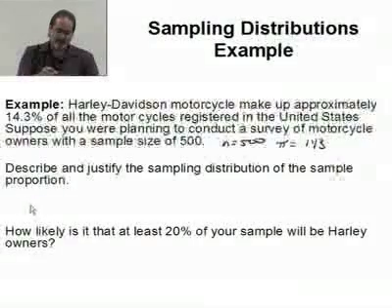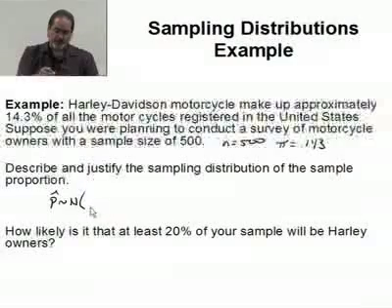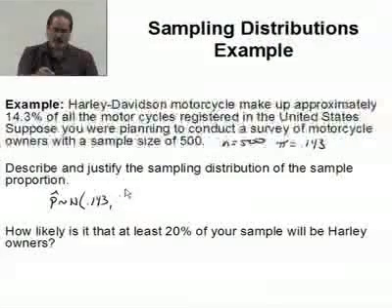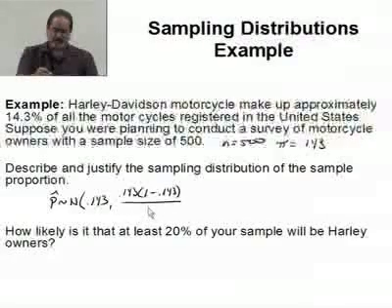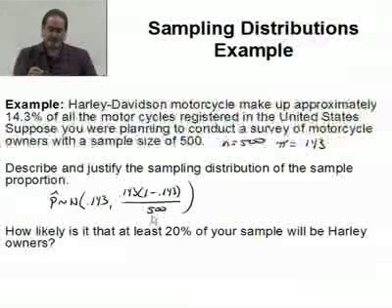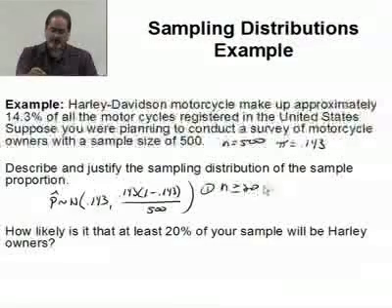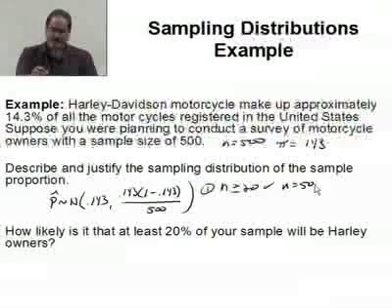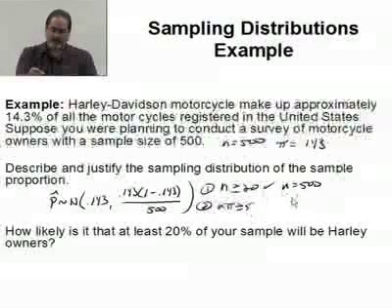Well, it looks like p hat is going to be normal with a mean of 0.143. That's pi. And a variance of pi, 0.143, times 1 minus pi, which is 1 minus 0.143, divided by n, which in this case is 500. That's the variance. Why is this reasonable? Well, I need to check. First of all, n needs to be at least 20. It is. n equals 500. I really need n times pi to be at least 5. It is.